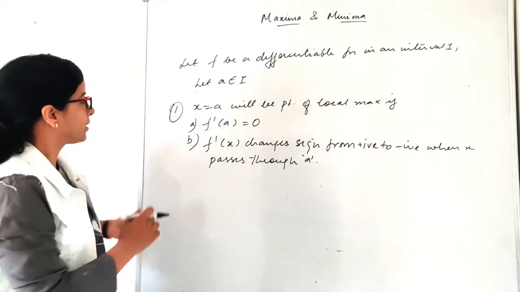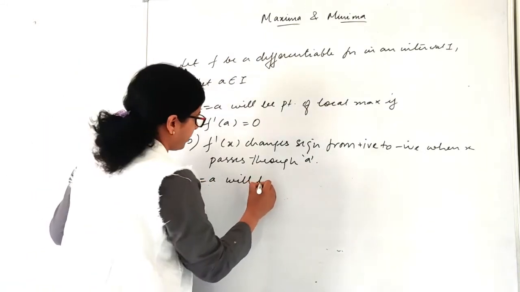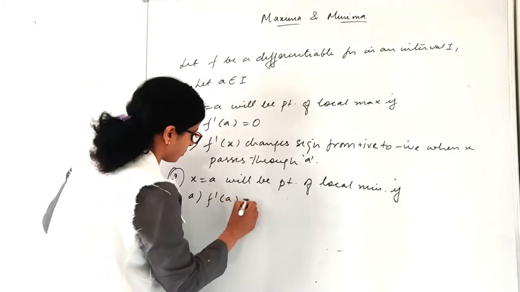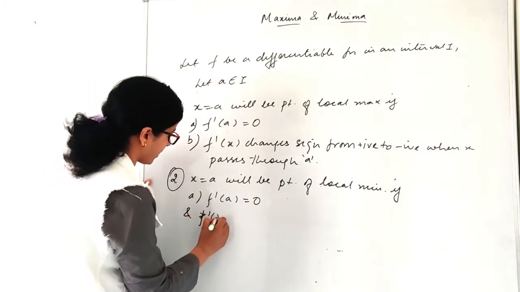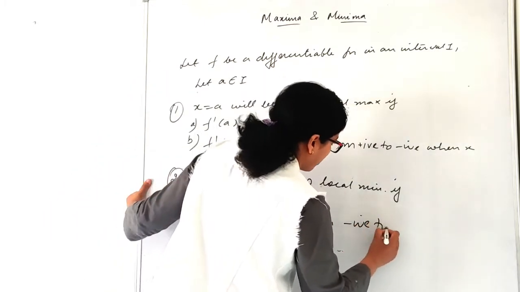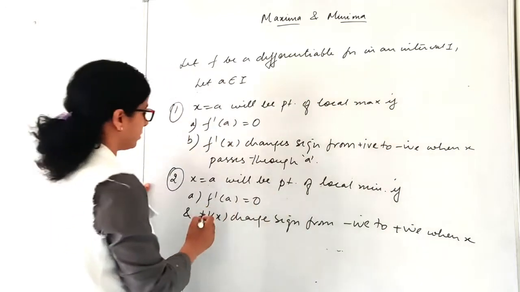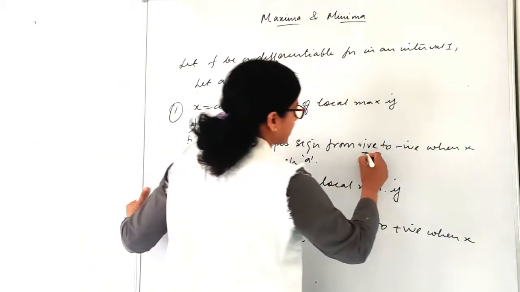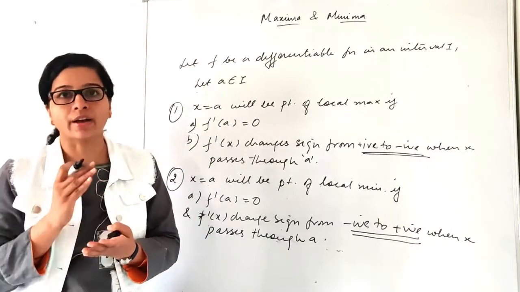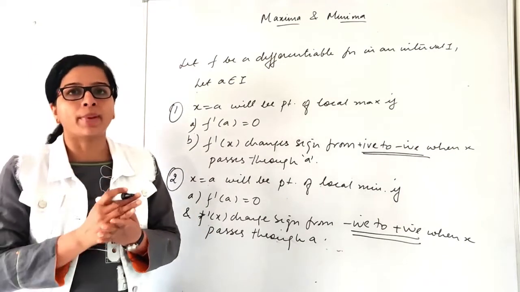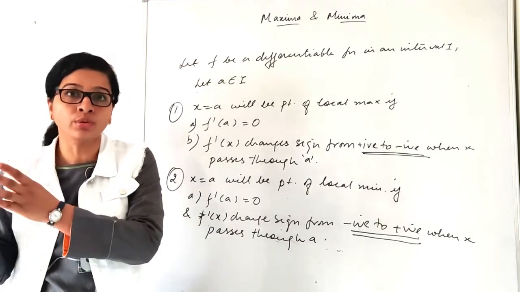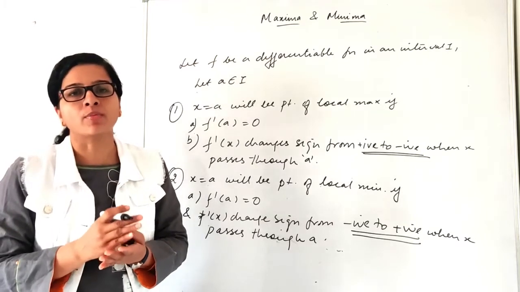Is that clear? So x is equal to a will be a point of local minima if f dash a equals 0 and f dash x changes sign from negative to positive when x passes through a. Okay, look here. This is an important point to be noted. Now there can be a point where f dash a is equal to 0, but f dash x does not change sign when it passes through a.